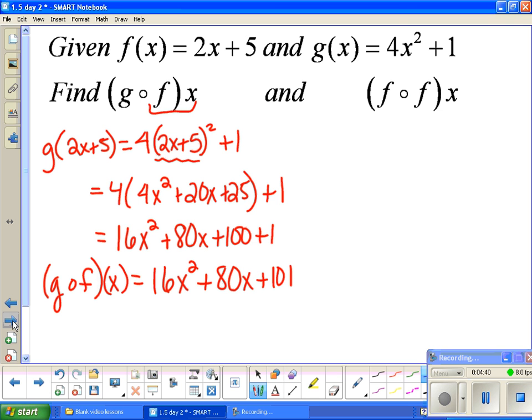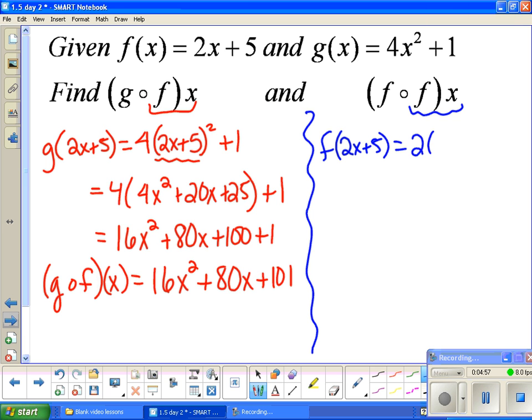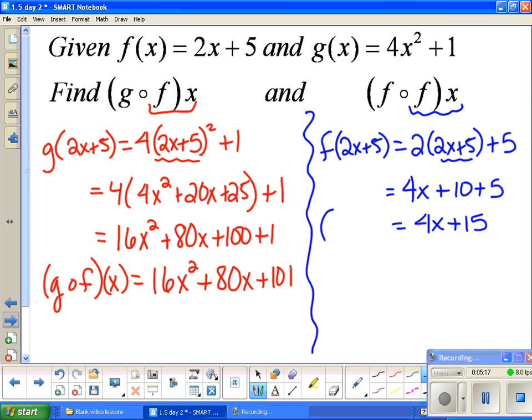I can also compose a function with itself. So what this is saying is, I'm going to take the function f and put it back into itself. So the function f is 2x plus 5. We're going to substitute it into itself. So here's my function f of x in my function f of x. Now distribute. So that's 4x plus 15. So this is my function f of f of x.